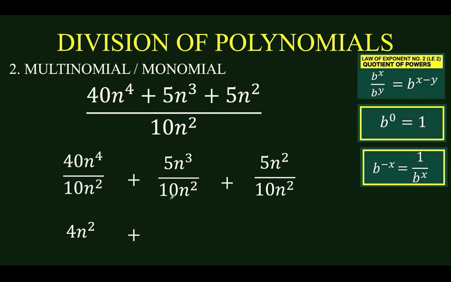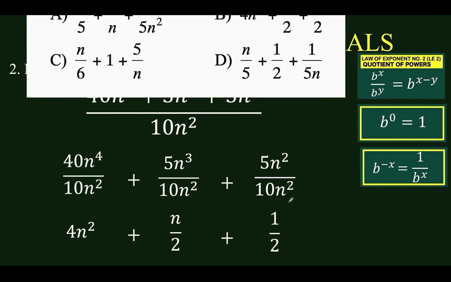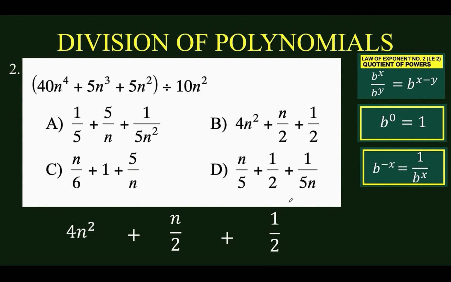Here, 5 over 10 is 1/2 in lowest terms. n to the 3rd divided by n squared is n. So the numerator is 1n, the denominator is 2, but we do not write that 1 anymore. And here, the lowest term of 5 over 10 is 1/2 again. Then this n squared and n squared, when divided, would be equal to 1. So the answer is 1/2 for the 3rd term. And this is now our answer, which is letter B, this one.